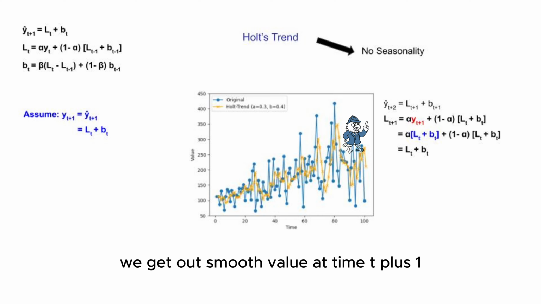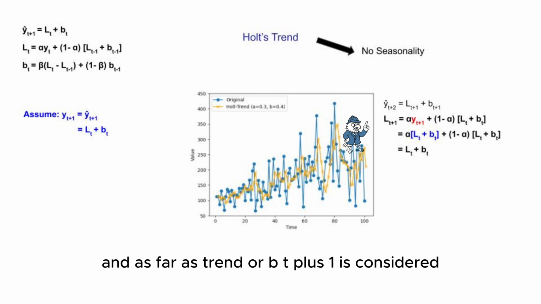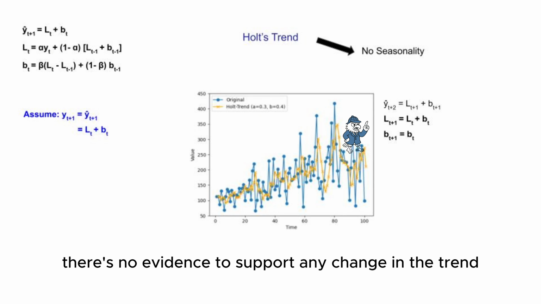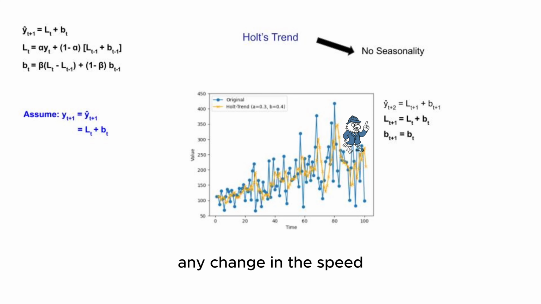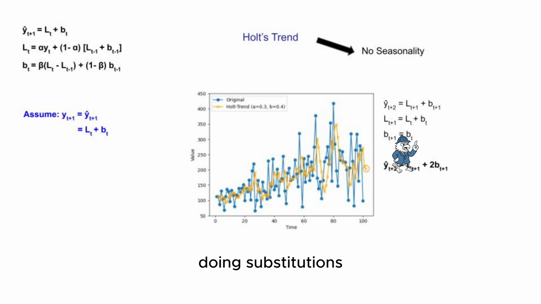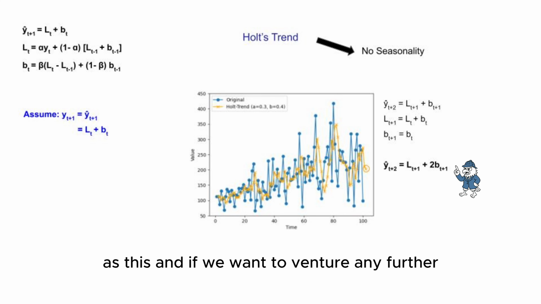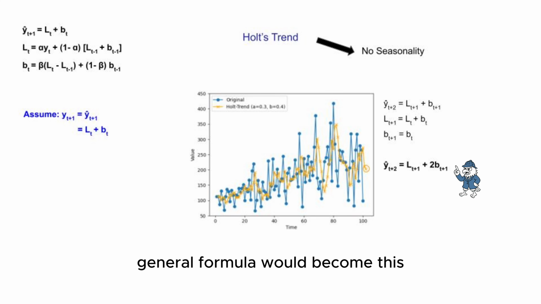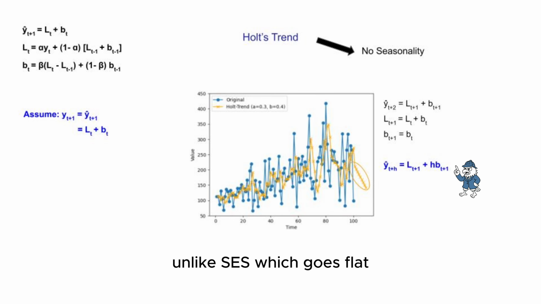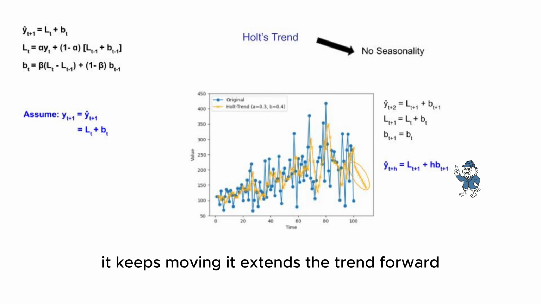Coming back to the case, we get our smooth value at time t plus 1, and as far as trend, or b t plus 1, is concerned, there's no evidence to support any change in the trend, any change in the speed. Doing substitutions, we get our prediction value at 2 steps in the future as this. And if we want to venture any further, the general formula would become this. Unlike SES, which goes flat, Holt does something smarter. It keeps moving. It extends the trend forward.